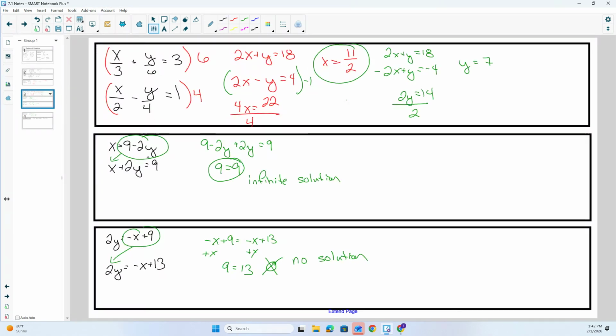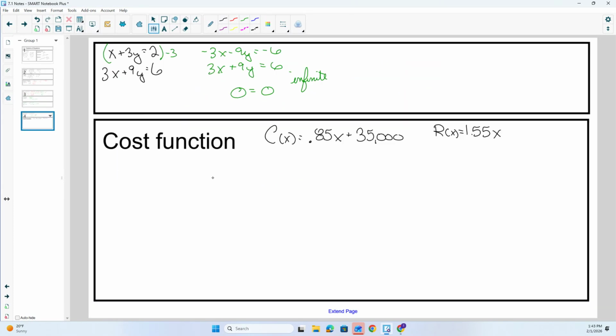Make sure this is back correctly. Yep, okay. Now we have a cost function. And I didn't write it all out, but basically what it says is we have a company, and the cost to create something is $35,000 a month for whatever their rental and whatever loans, whatever it is, plus 85 cents to create the item. And they sell their item for $1.55. We want to know what is their break-even point. So we want to know when is C of x equal to R of x.